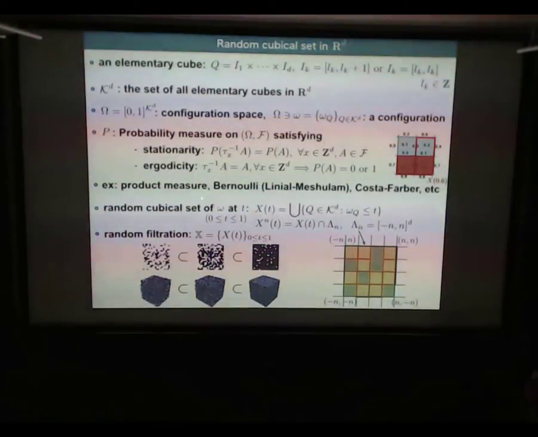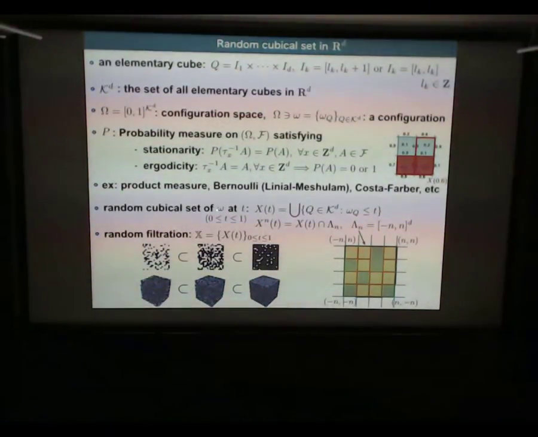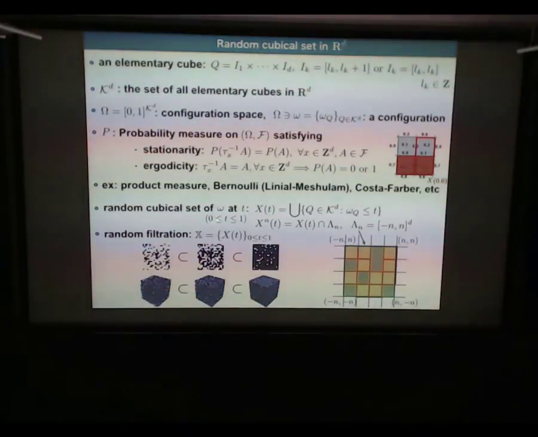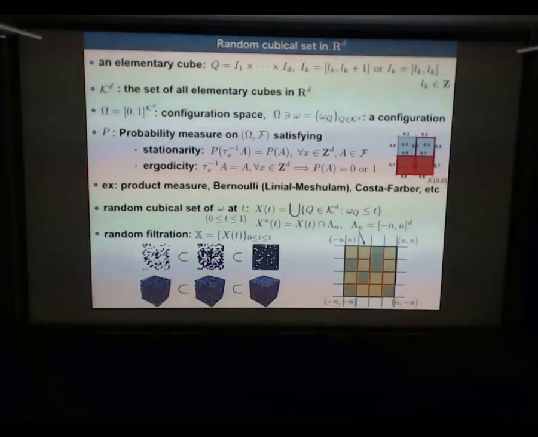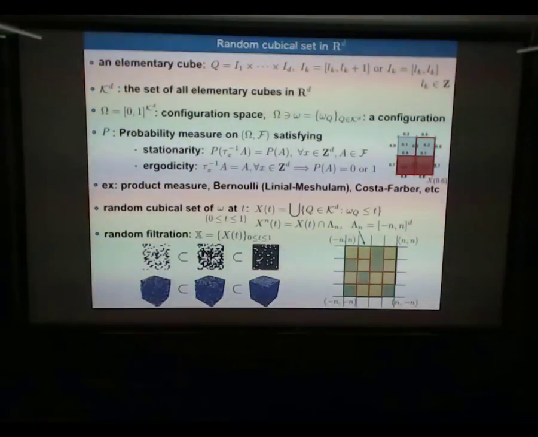Under this probability space, our random cubical set is defined for each configuration omega and for each time t. Time t ranges from 0 to 1, the same interval here. Given the configuration omega, we define our random cubical set as a sublevel set, namely, the set of elementary cubes whose assigned value is less than or equal to t. Then the randomness in the configuration induces the randomness of the cubical set in this way.